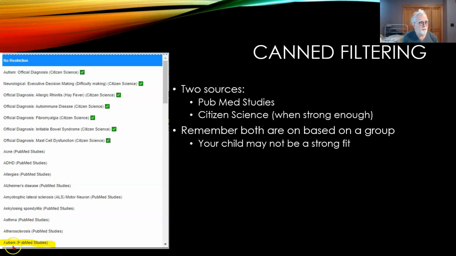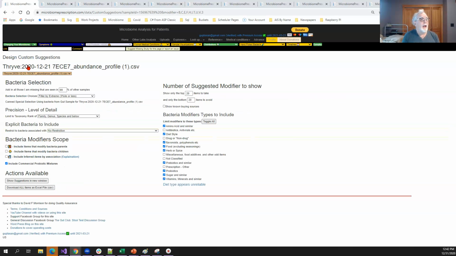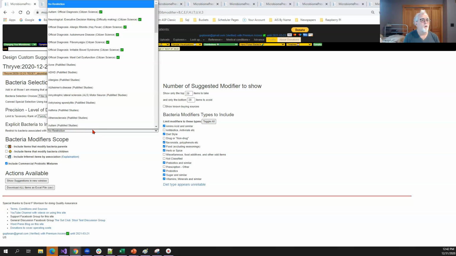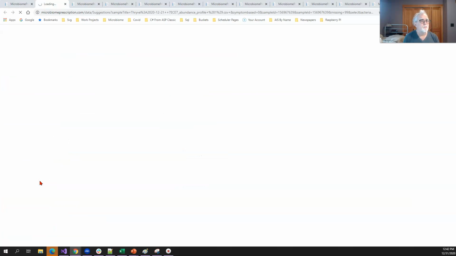Okay, so let's go over there. Again, changing your microbiome is called advanced suggestions. And we have the ability to define things which we want. So we can define things by species level or whatever. Default is family, genus, species, and below. And what we're going to do is change restrictions over originally to autism PubMed studies. And that's it. Nice and simple. We have other options here, but let's just walk with the off-the-shelf suggestions.